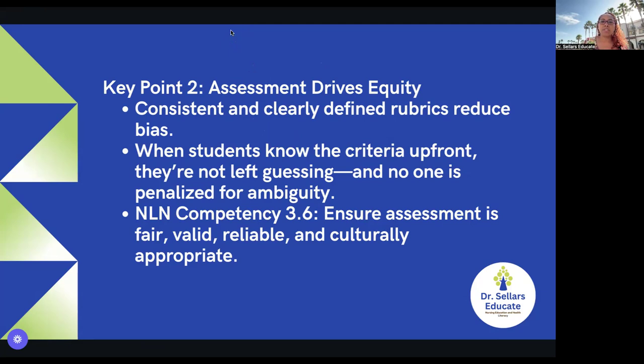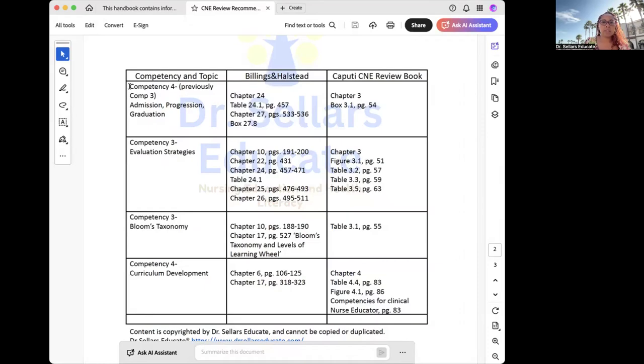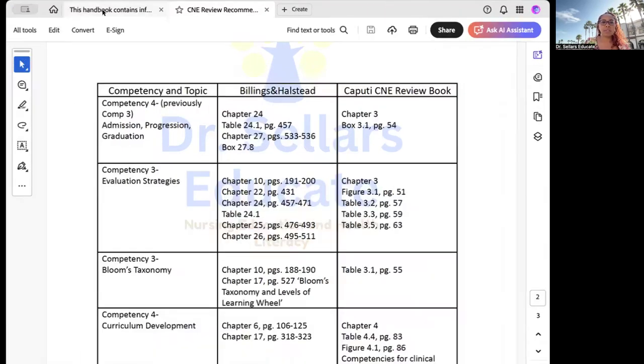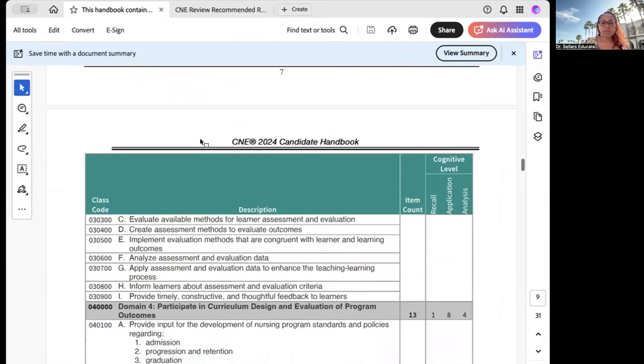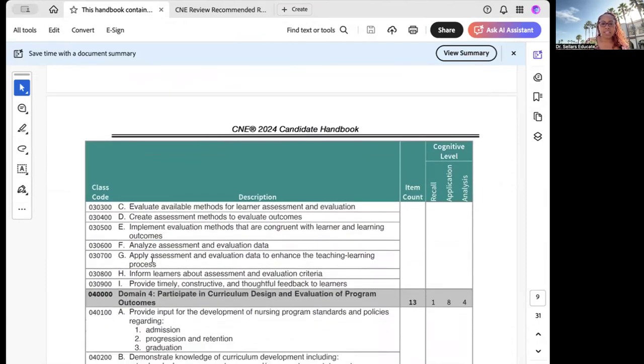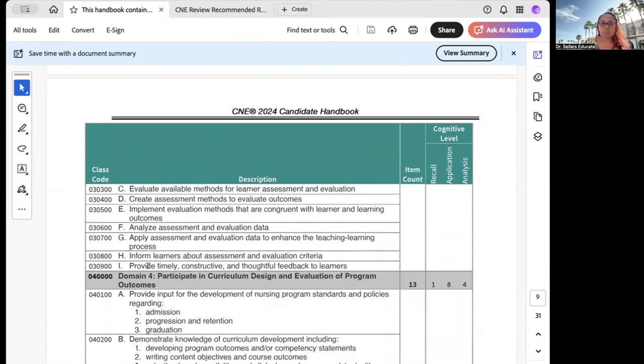So when we take a look, let's just go ahead and flip to that actual tool. We're going to go back to the blueprint. All right, so when you take a look at that blueprint, this is where you're going to see these details. Okay, so let's go back to the blueprint. All right, so when you take a look at 3G, it talks about applying assessment and evaluation data to enhance the teaching learning process. Also, 3I, okay, to provide timely, constructive, and thoughtful feedback to learners.